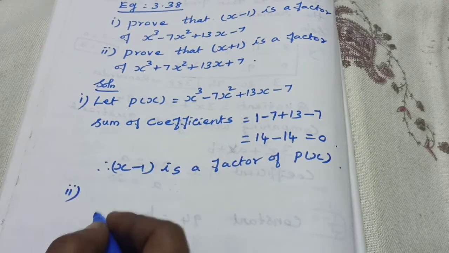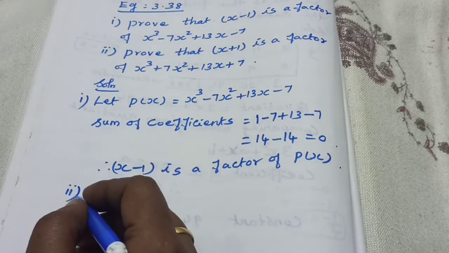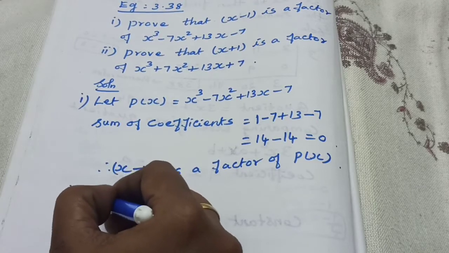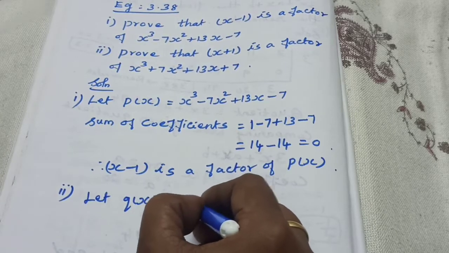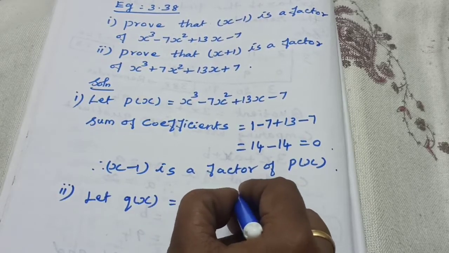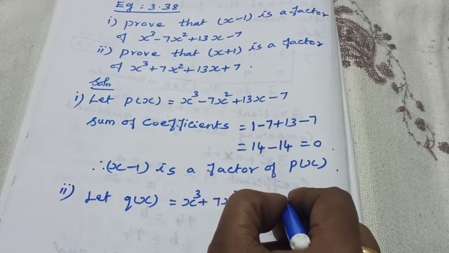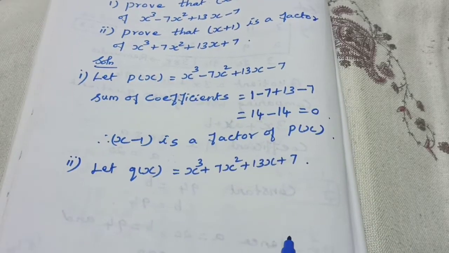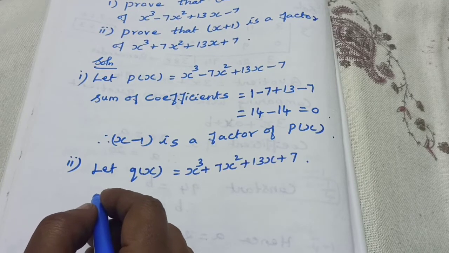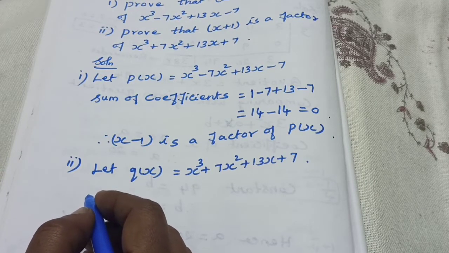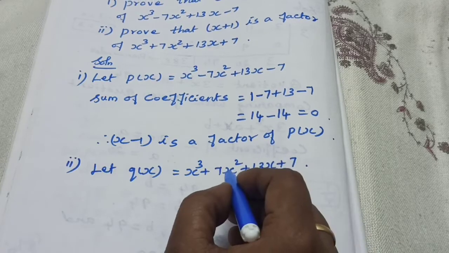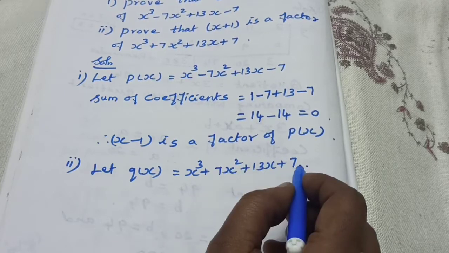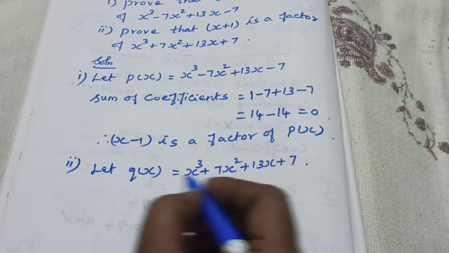Prove that x plus 1 is the factor. First we take q of x is equal to x cube plus 7x square plus 13x plus 7. Here what's the condition? The second condition says the sum of the coefficients of even powers and the constant term. Here the even power is this term. Both also we have to add.